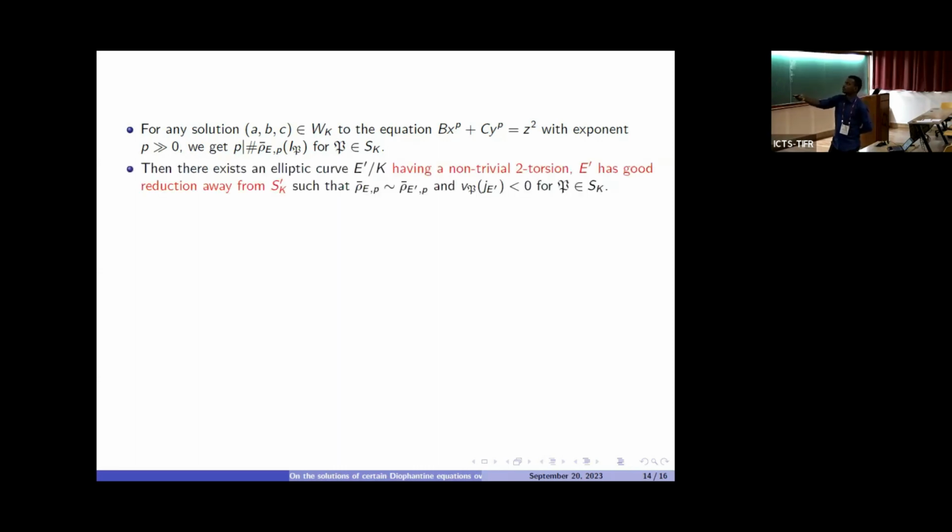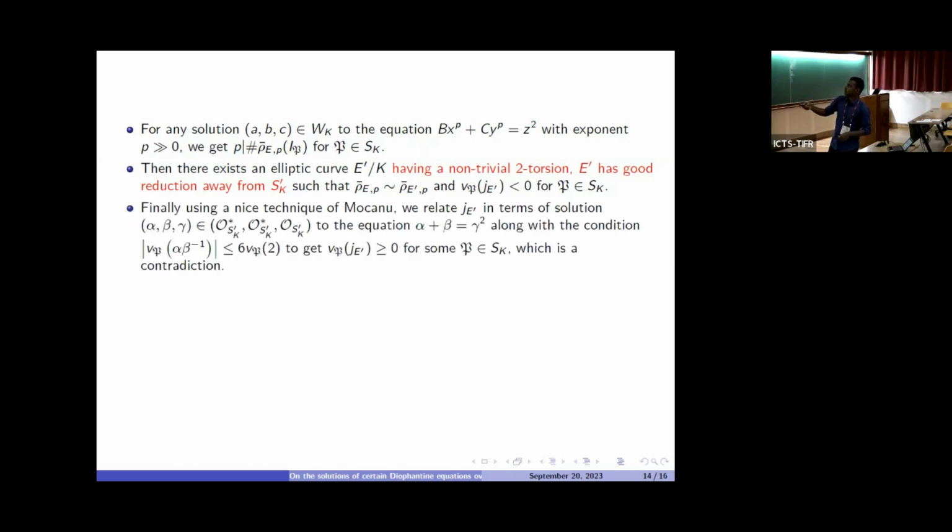And then here also we get an elliptic curve E prime. But here, instead of full two-torsion, we get a non-trivial two-torsion and good reduction away from S_K prime as well as these two conditions. And then by using a nice technique of Mokano, we relate this j-invariant j prime in terms of a solution alpha, beta, gamma of the equation alpha plus beta equal to gamma square. Along with these conditions, we get that the valuation at P of j prime is greater than or equal to 0 for some prime P belonging to S. Which is a contradiction. This is how we get a contradiction.